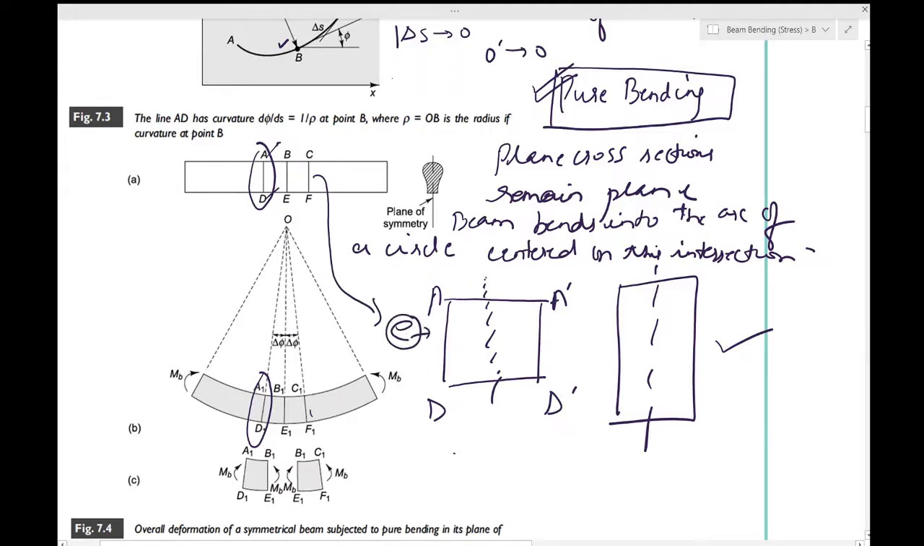This dashed line is your plane of symmetry. And similar remains your plane of symmetry over here. So for example, this has now become A1 dash and D1 to D1 dash. So this can happen as long as the deformation is symmetrical with respect to the plane of symmetry, which is this dashed line over here.